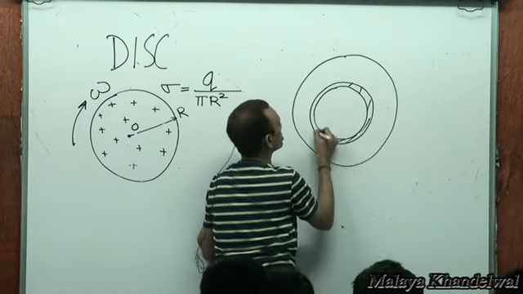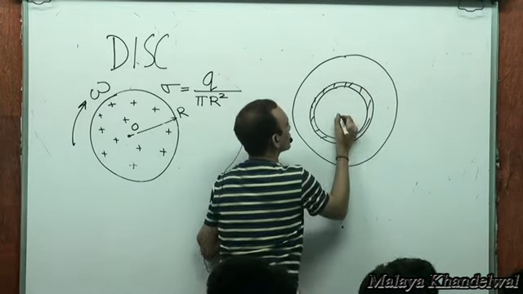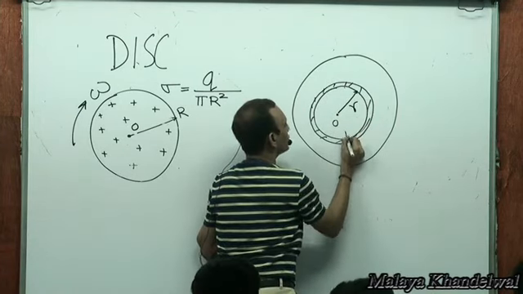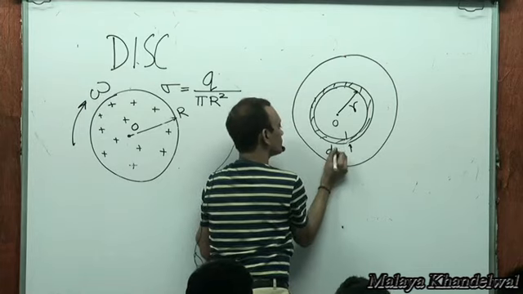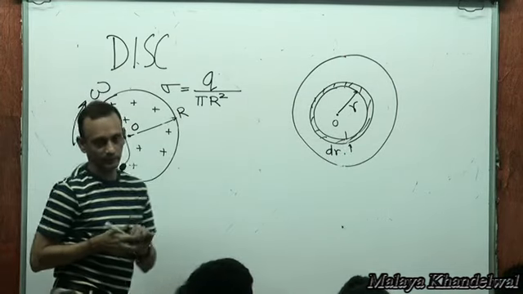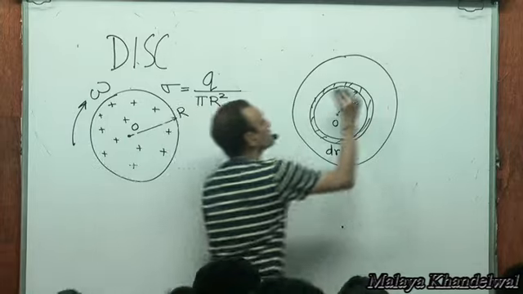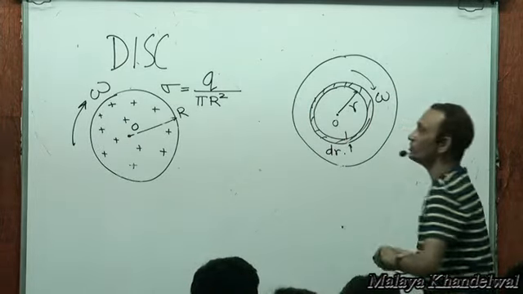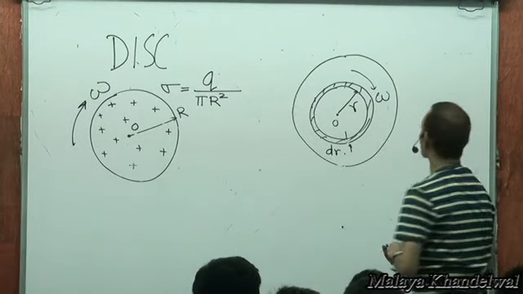This is one ring, O, of radius small r and thickness dr, right? Clear? And this ring has an angular velocity omega like this, right?